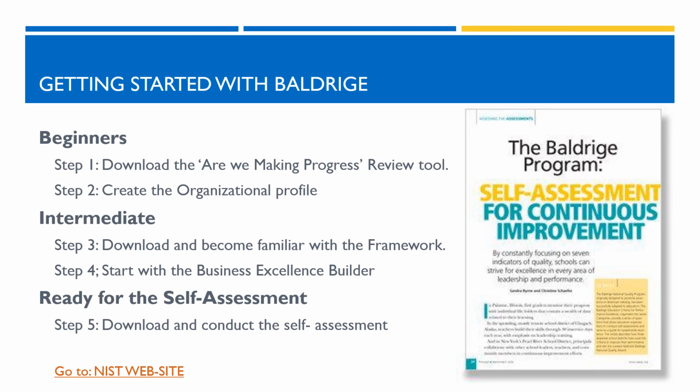To get started, we suggest you go to the NIST website. For beginners, Step 1. Download the Are We Making Progress review tool. And Step 2. Create the organizational profile. For intermediate applicants, Step 3. Download and become familiar with the framework, and Step 4. Start with the Business Excellence Builder. Then, ready for the self-assessment. To do this, download and conduct the self-assessment.